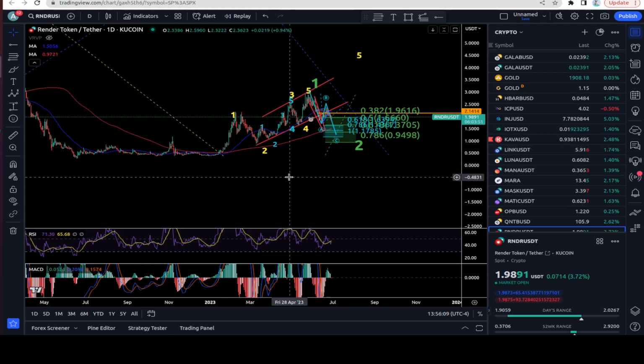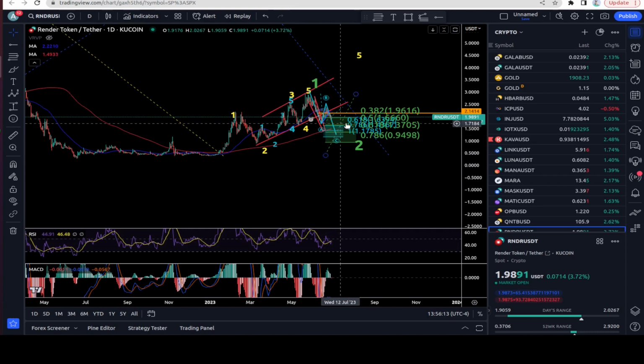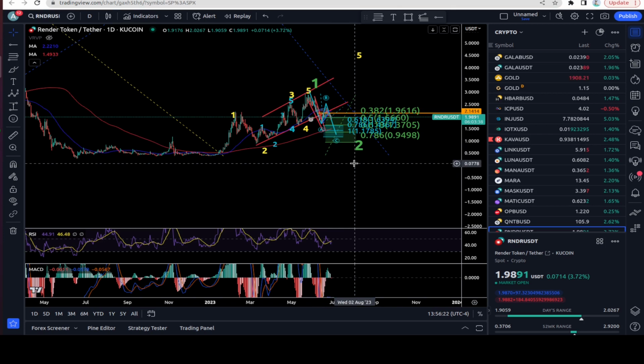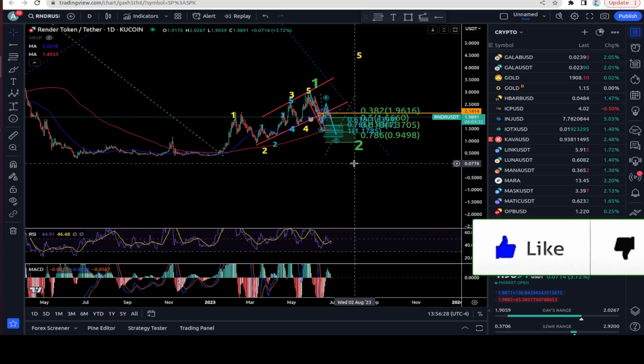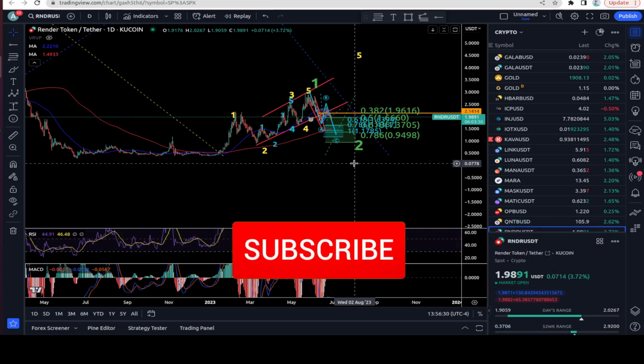All right, so this is pretty much all for Render. I will make an update when we reach the wave 2 retracement, and then after that, if I see the beginning of the reversal, we can estimate what the third wave length would be for this bullish movement.